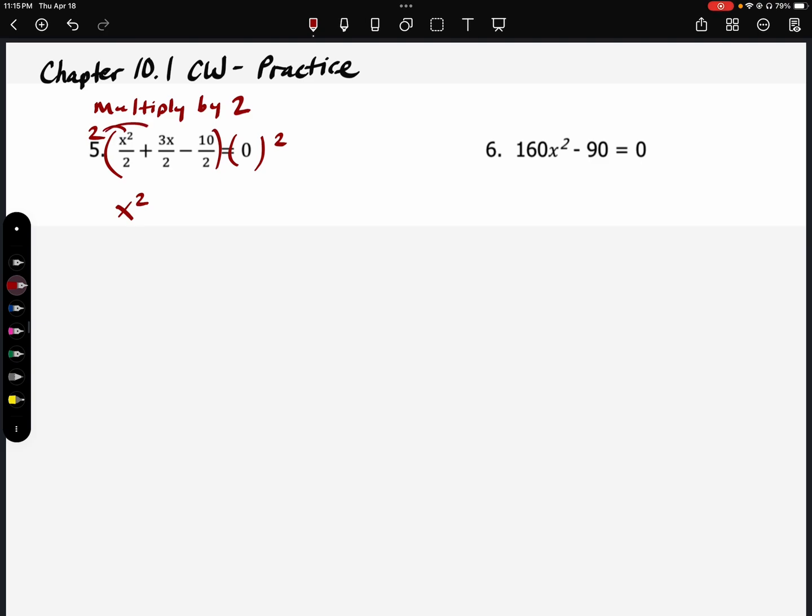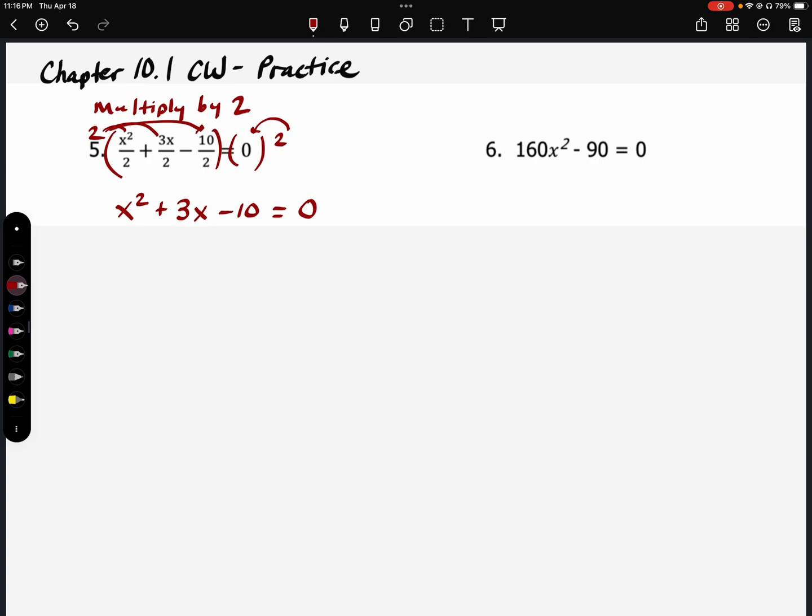When we do 2 times 3x over 2, 2 times 3x is 6x, but divided by 2 gives us 3x again. And then at the end here, 2 times 10 is 20, divided by 2 is 10 again, so we have minus 10. And then 2 times 0 is going to give us 0 on the other side. So x squared plus 3x minus 10 equals 0.